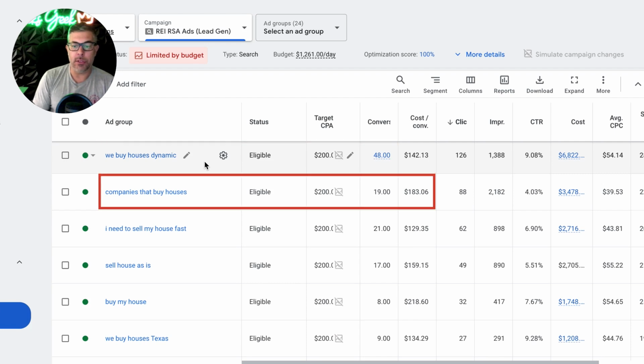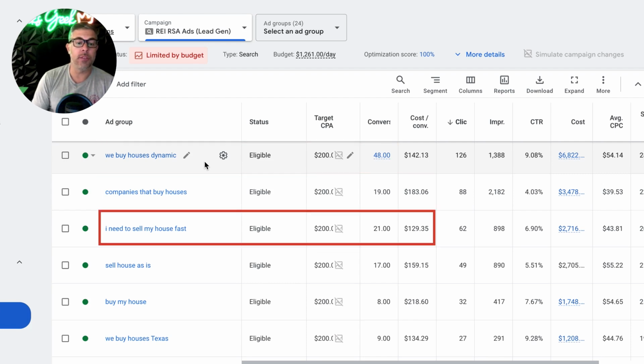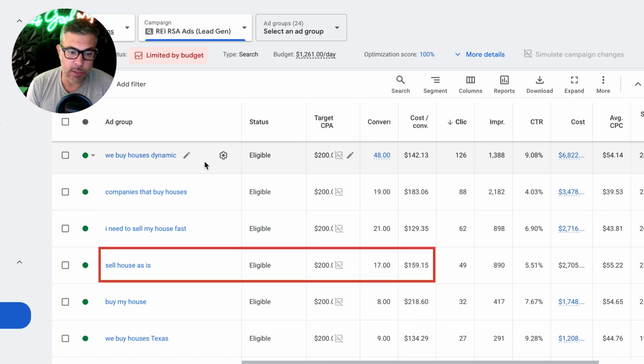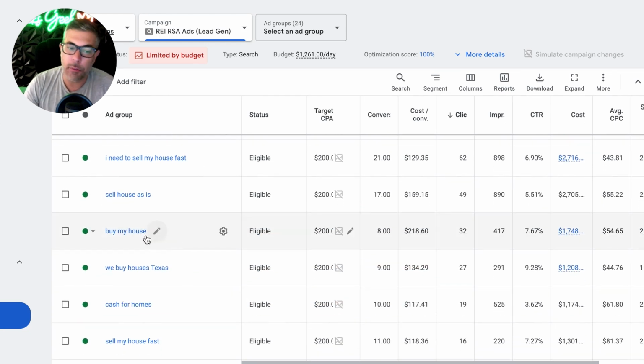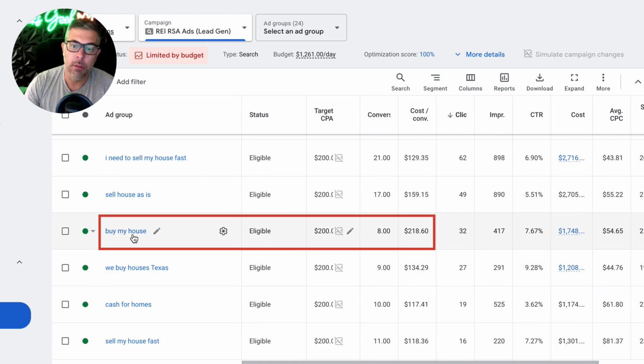Companies that buy houses, 19 leads. I need to sell my house fast, right? That's obviously a great ad group, great keywords. 21 leads. Sell house as is, 17 leads. Buy my house, 8. You've got to be careful of Buy My House, because this could bring in MLS listing people, and people have their houses listed with agents. So I should probably touch on that because I talked about that before.